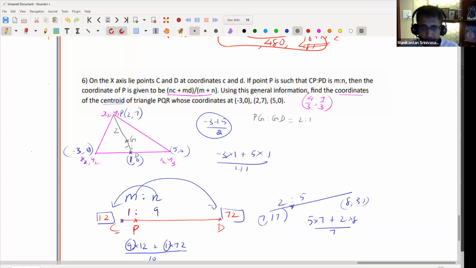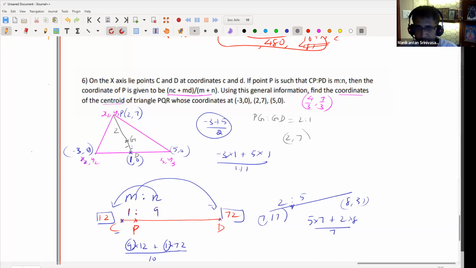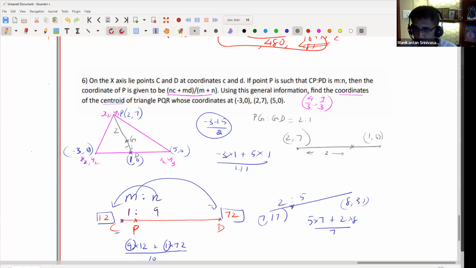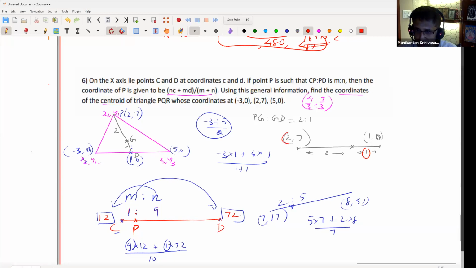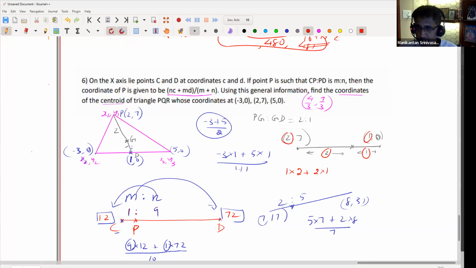So what are the two points? 2, 7, and the other one is 1, 0. Now let's say I have a line like this. I want to find something closer to this one. So this is 2 parts, and this is 1 part. For the x coordinate, I'll apply the weightage of 1 with this 2, plus the weightage of 2 with this 1, upon 1 plus 2, which is how you get 4/3 as the x coordinate.